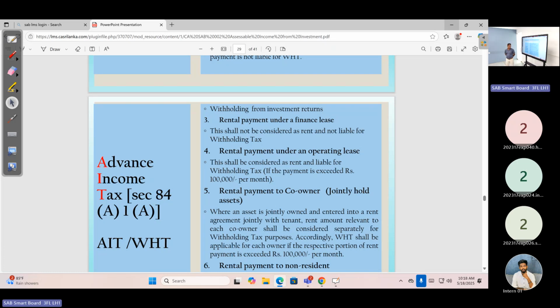Accordingly, withholding shall be applicable for each owner if the respective portion of the rent payment exceeds 100,000.